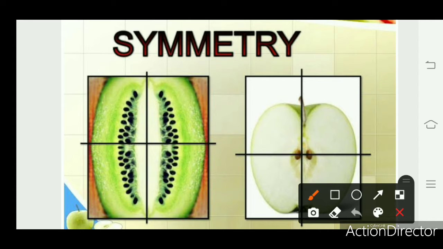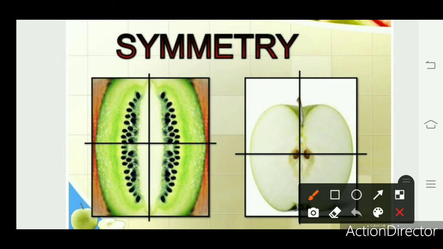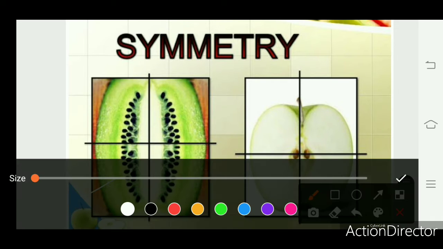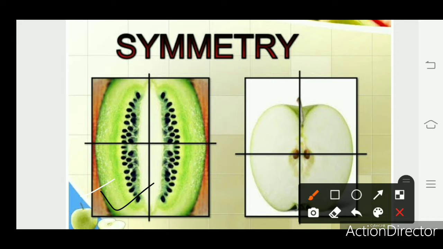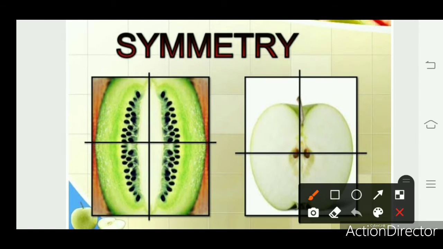Students, these are some pictures of fruits. Friends, if we cut this fruit and equally divide this fruit into equal parts, so if we cut from this line and from this line, this line and this line divide this fruit into two equal parts. If figures or things are divided into two equal parts, this is known as symmetry.